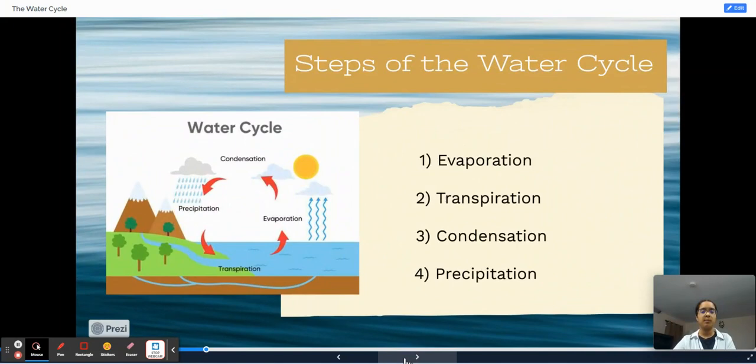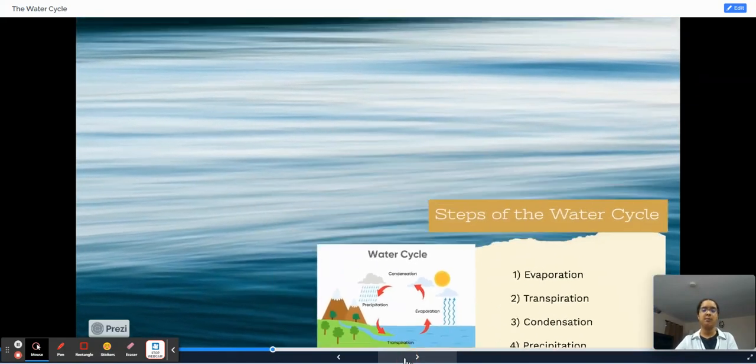The first step in the water cycle is called evaporation. And then there's transpiration, condensation, and precipitation. Let's talk about each of these in detail.